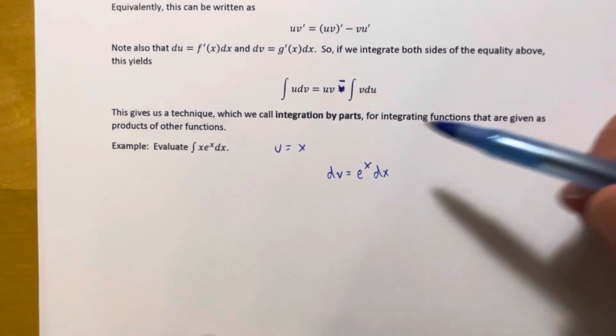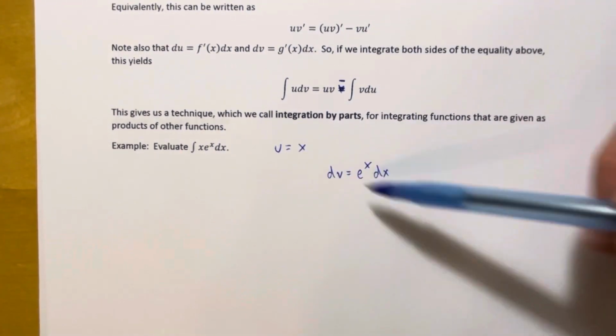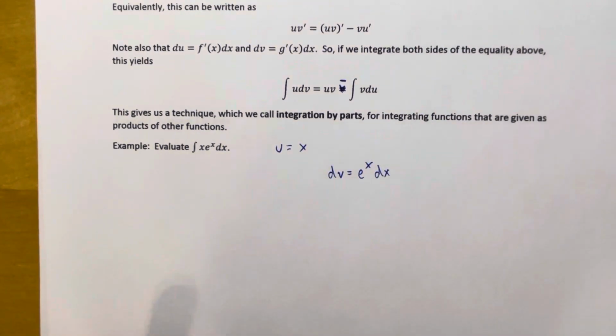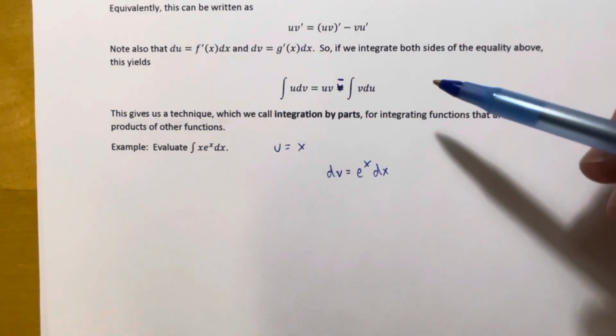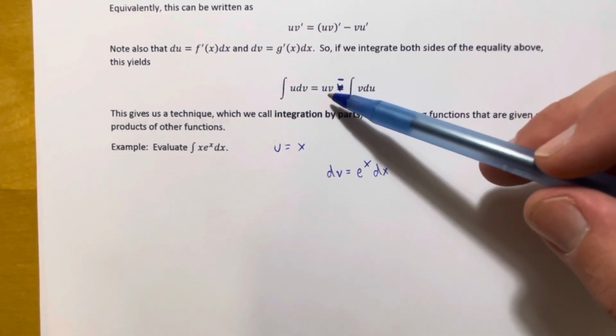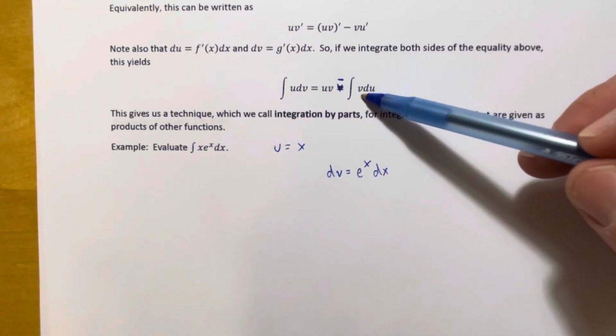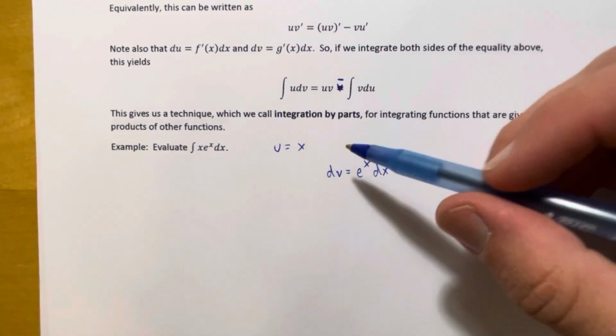Now, I'll point out why I chose which one of these to be u and which one to be dv in a moment, because there is a strategy there, but let's work through it and it should kind of reveal itself. So to use integration by parts, I have to know what u, v, and du all are. So all that stuff gets plugged into this side. So let's figure that out.